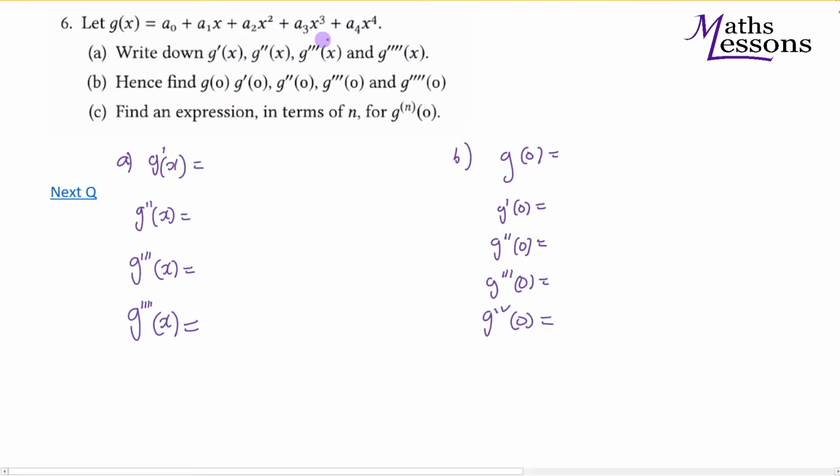Right, so let's just differentiate these. If we differentiate this first one, this a to the naught has no x's, so it just disappears. We're just left with a1. Then we add to that 2 times a2 x, because we take 1 off the power. And then plus 3 times a3 x squared plus 4 times a4 x to the 4.